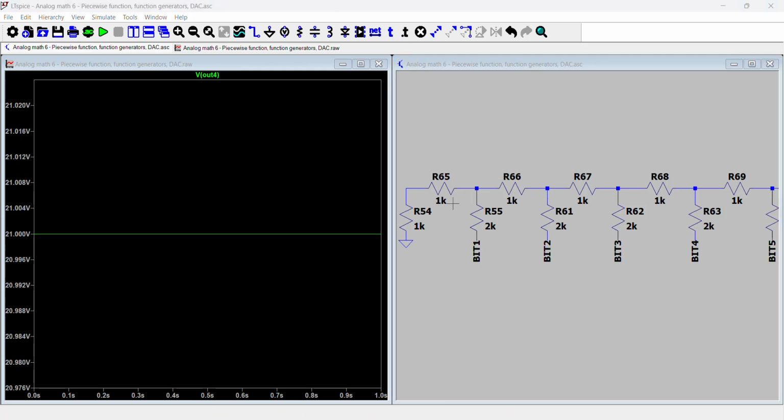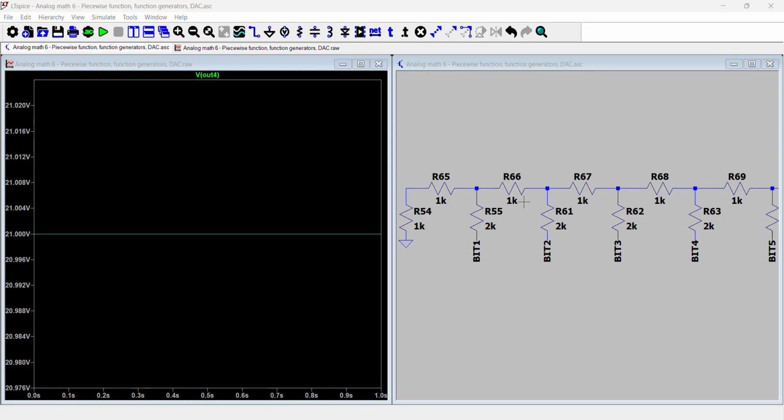Sorry about that. I just realized this needs to be 1K, which is why it was inaccurate before. So now you get 21 volts exactly because this is supposed to be 1K. So basically, if we look at the node contribution, it's 2K here, and then it's 2K in series to ground here. So therefore, this node is half of the voltage input by this bit.